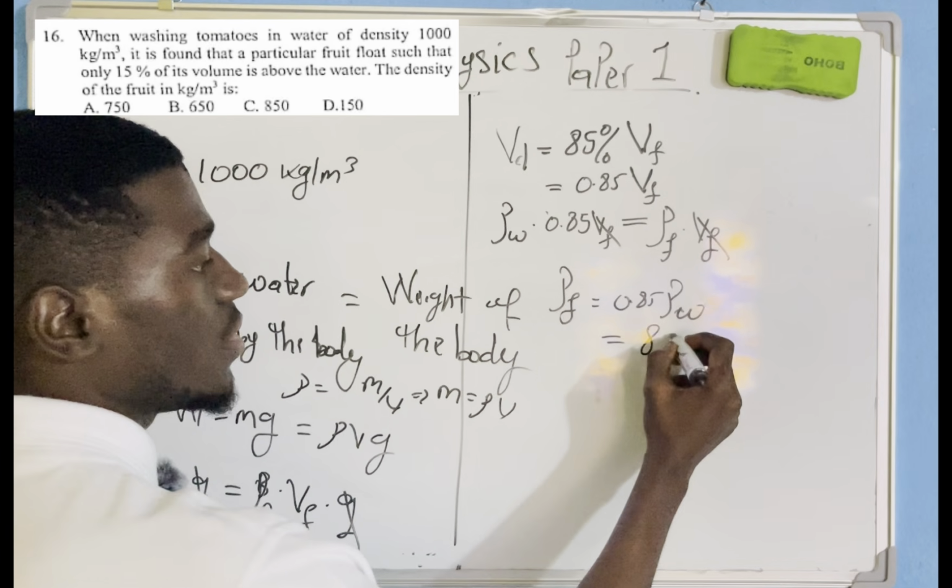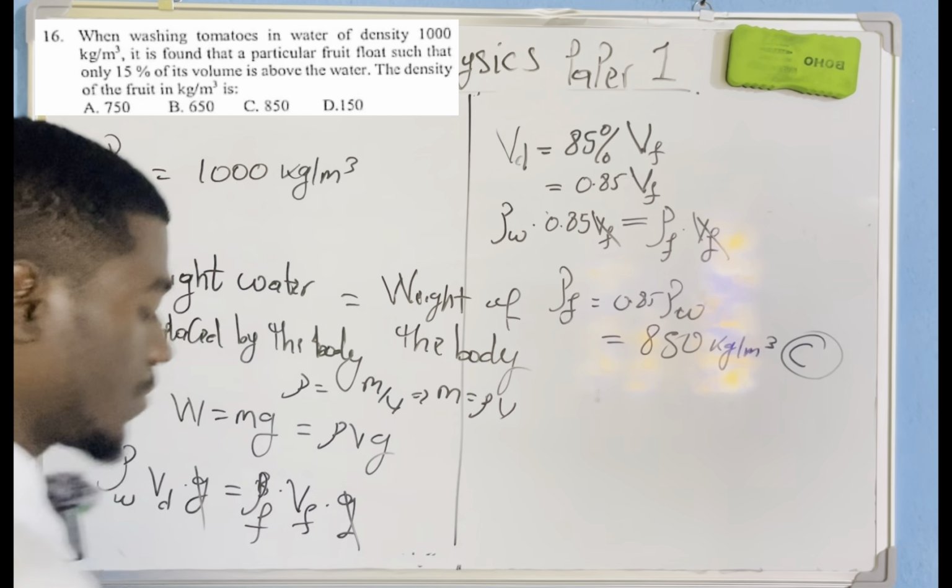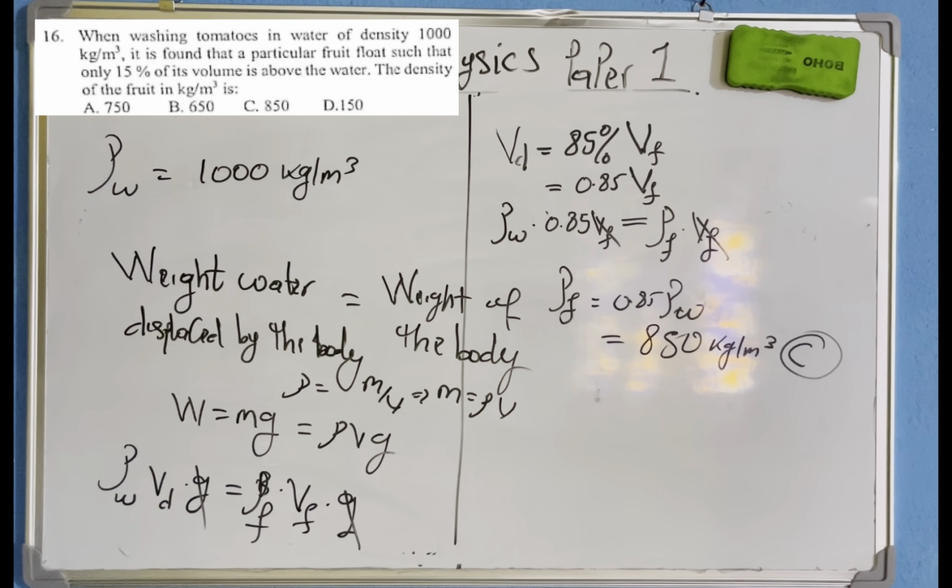Okay, making the answer to be C, kilogram per meter cube. Okay, so that is it, student. So nothing to fear, very easy. Now let us move to the next question.